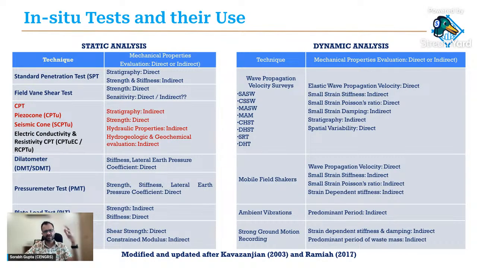If you look at static analysis on the left-hand side, SPT, of course, is very well known. The field vane shear test is very useful for characterization of soft clays, like in Kochi and other coastal parts of India. CPT, piezocone, seismic cone, we are going to talk about today. The dilatometer is not very popular in India, except in research. Pressuremeters are catching up, very useful again for determination of in-situ modulus profile, and so on.